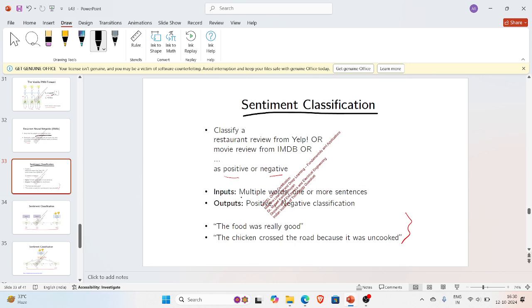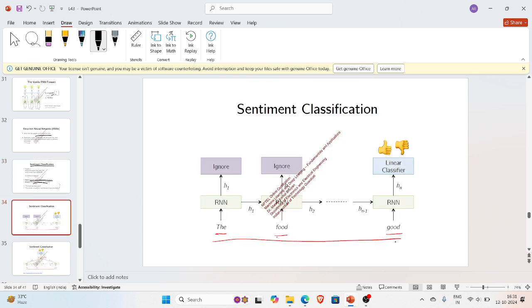So the input is multiple words, one or more sentences, whatever, and the output is one or zero, positive or negative, like that. So examples you can see here. You can see the example in this structure.